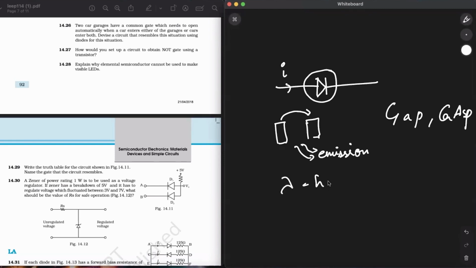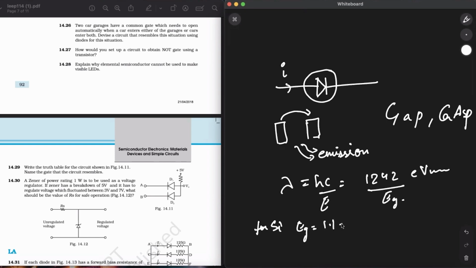So that is the basic, I'll show you over here. Lambda is equal to c upon E. So I can write 1242 electron volt per nanometer divided by E. And for silicon, if you talk about band gap, Eg is equal to 1.1 electron volt. So it will be 1242 upon 1.1, which is equal to 1129 nanometers. All right. And similarly for germanium, Eg is equal to 0.7 electron volt, it will be 1242 upon 0.7.